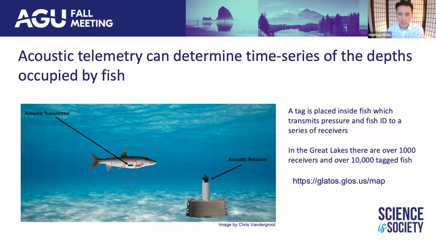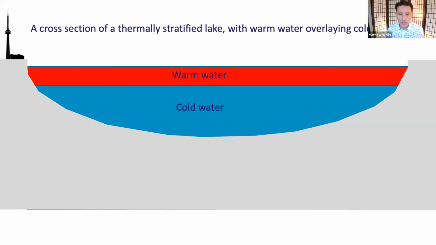So in the Great Lakes, this is a collaborative effort with many institutions in Canada and the US, coordinated by GLATOS. There's over 1,000 receivers and 10,000 tagged fish. This is giving another view in the dynamics of fish in these large lakes.